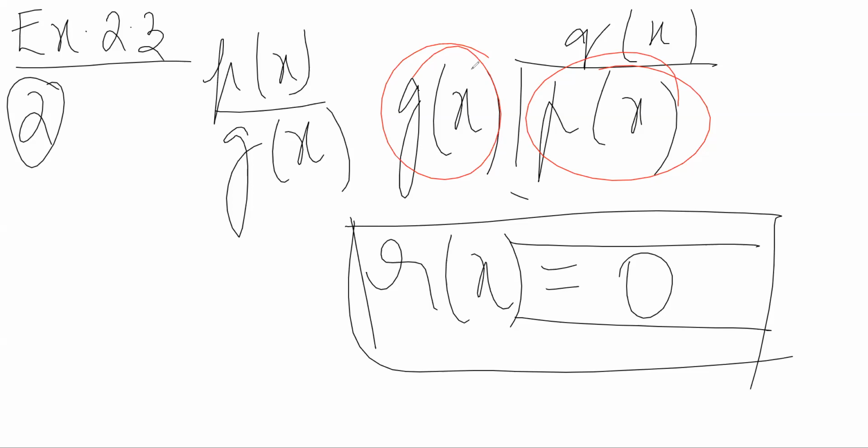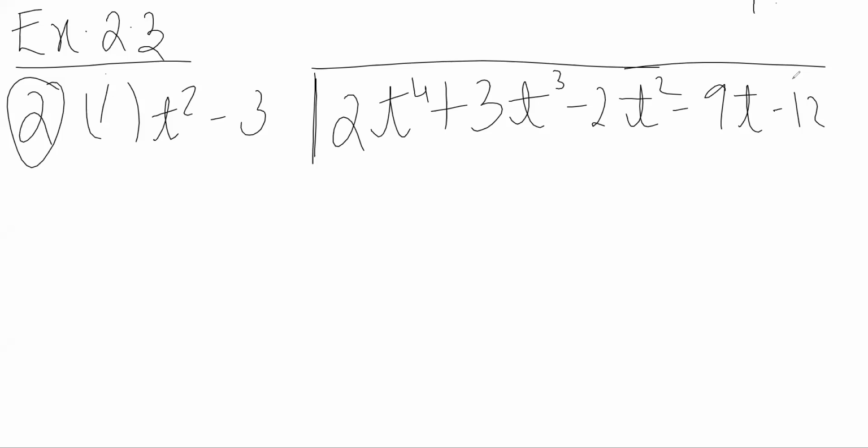So what do you need to do in this question? In this question, you need to divide 2t to the power 4 plus 3t cube minus 2t square minus 9t minus 12 by t square minus 3. So let's divide this.